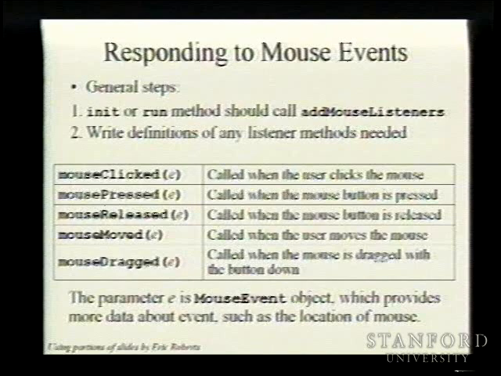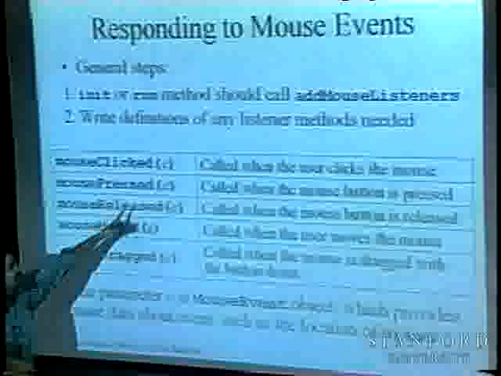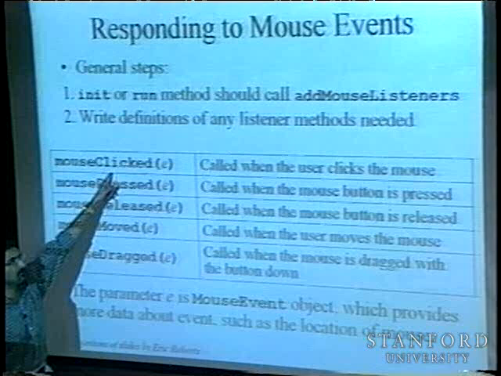There's mousePressed. What's the difference between a click and a press? The press is that the mouse button has been pressed down. It has not yet been released. So if you want to do something like a drag where you hit the button and you move the mouse around and then you release it, you can check for pressed and released. So a press and a release together is a click. So you can actually do multiple things. You can do something when the mouse is pressed.